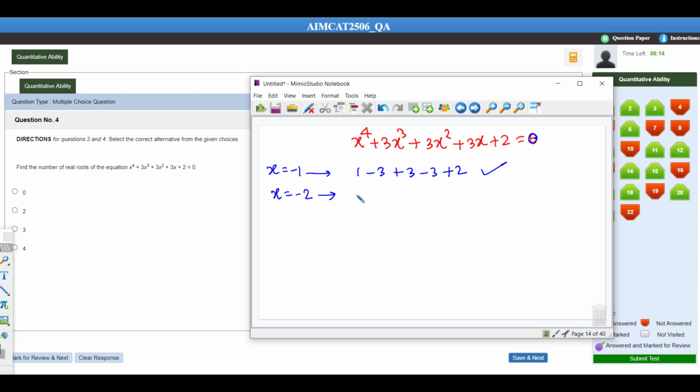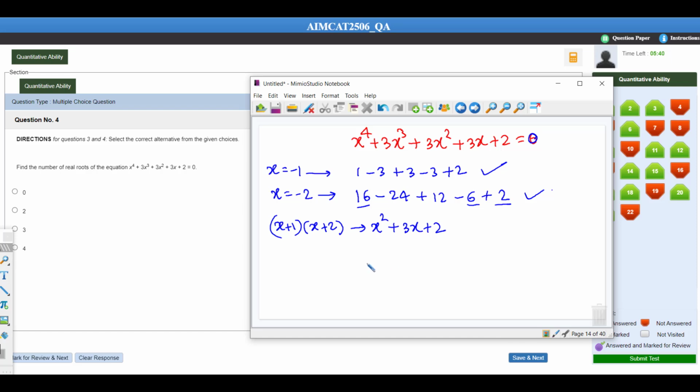x is equal to minus 2: 16 minus 24 plus 12 minus 6 plus 2. So this is equal to how much? This is equal to 16, 10 and 12. Yes, this is also a root, everyone. x is equal to minus 2 is also a root. So x plus 1 is a factor, x plus 2 is a factor. It means x square plus 3x plus 2 is a factor.